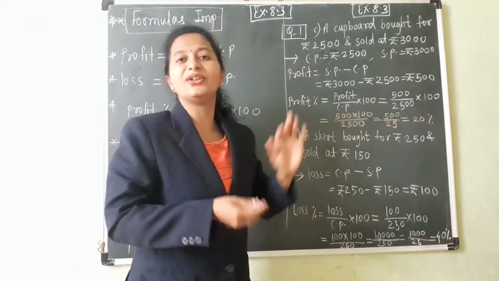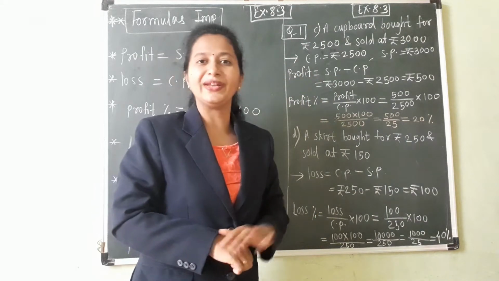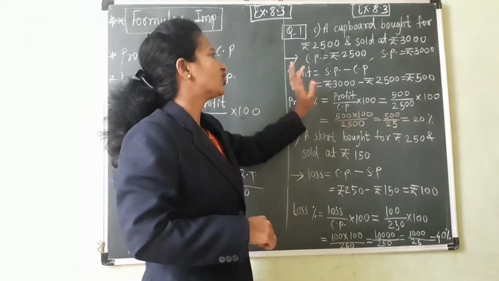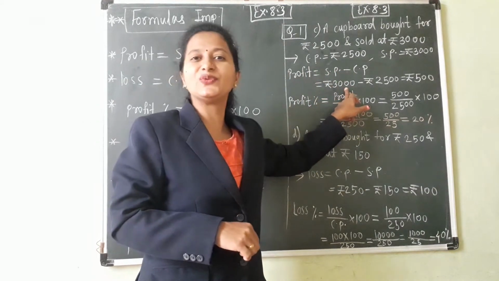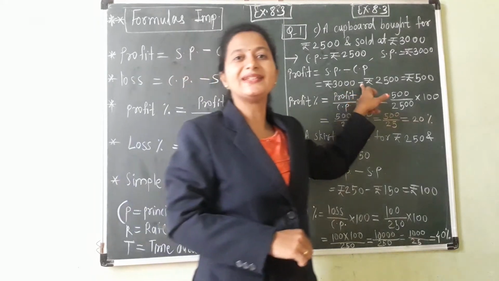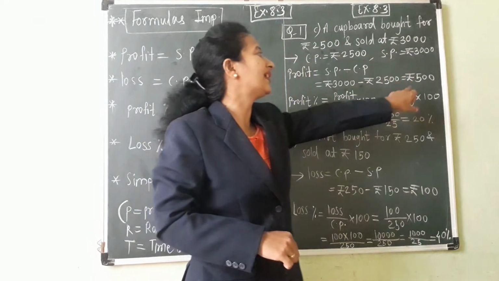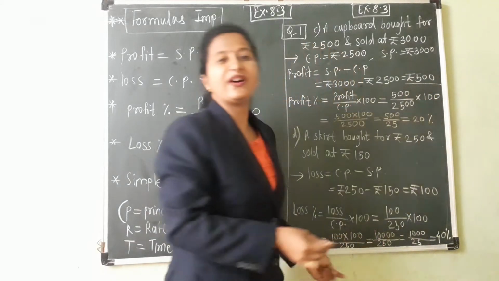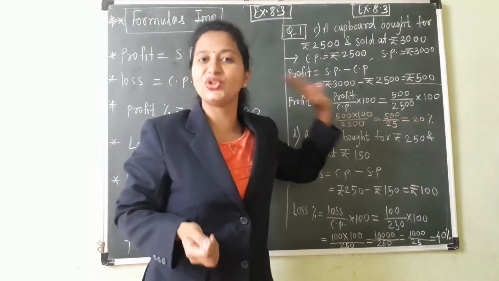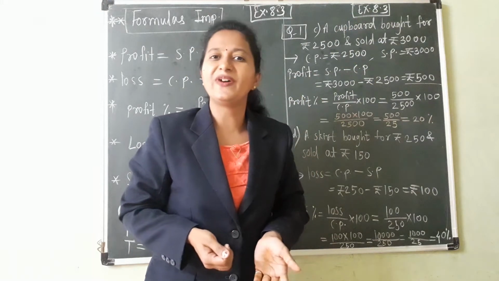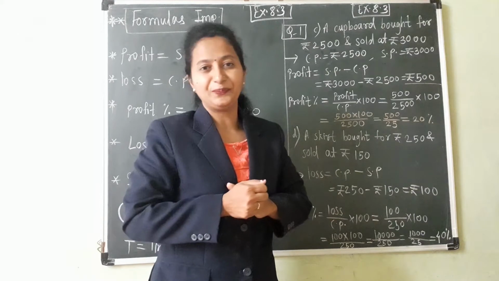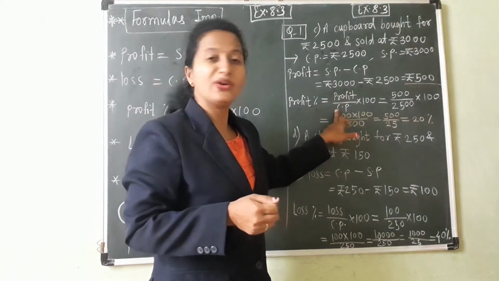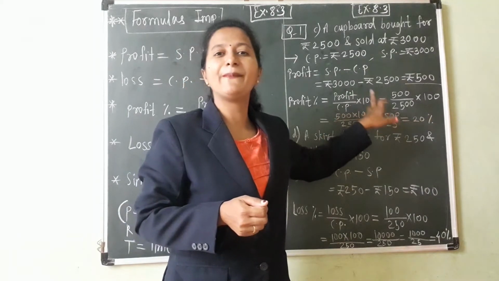So you have to write the formula: profit is equal to selling price minus cost price. The selling price is 3000 minus cost price 2500, so you will get an answer of 500. So rupees 500 is the profit in this situation. But what we have to find here is percent profit. So what is the formula? Profit percentage means profit upon cost price multiplied by 100.